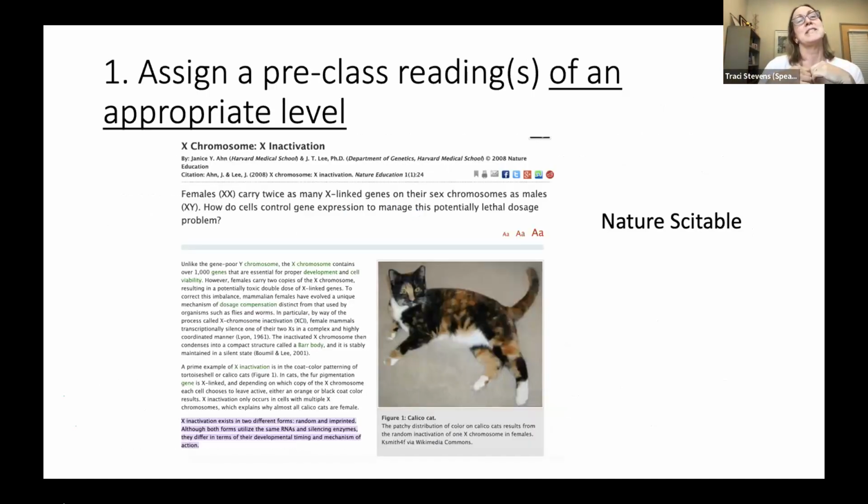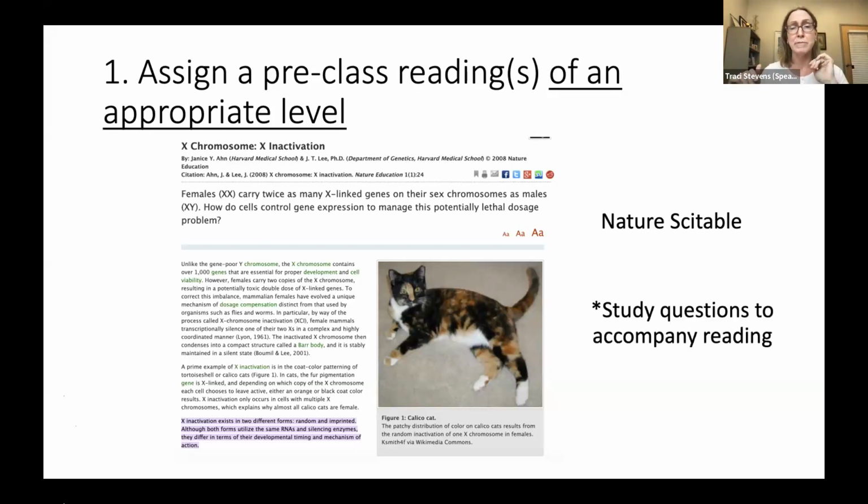All right, so these are the 5 steps again. First step, since they don't know anything about X chromosome inactivation, that's their take-home assignment. I give them this Nature citable reading on X chromosome inactivation, which is at the appropriate level. So they're not at home frustrated because they don't understand it. It's written at their level. And it contains some molecular details about X chromosome inactivation, but not at a level they can't handle. And I give them some study questions to go along with it, so they focus their attention on what I'd like them to focus on. So that's step 1 outside of class.